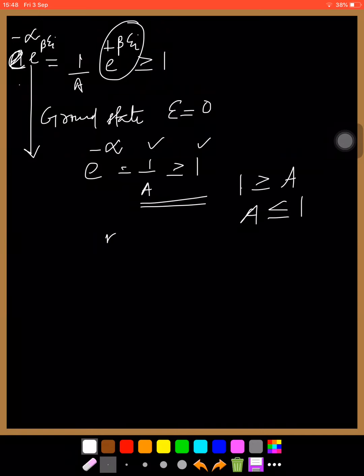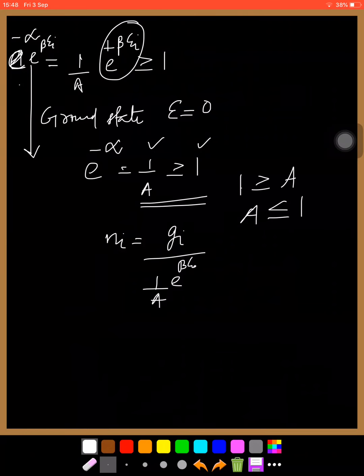Then from this equation, for the minimum value of A, Ni is gi by (1 by A e raised to beta Ei minus 1). This should always be positive. This is a positive number, because the minimum value of Ei is 0 and beta is 1 by kT, a positive number. So 1 by A cannot be negative. If 1 by A is negative, the two terms in the denominator become negative, so the total value will be negative and that is not possible. So 1 by A cannot be negative, which means it is greater than or equal to 0.